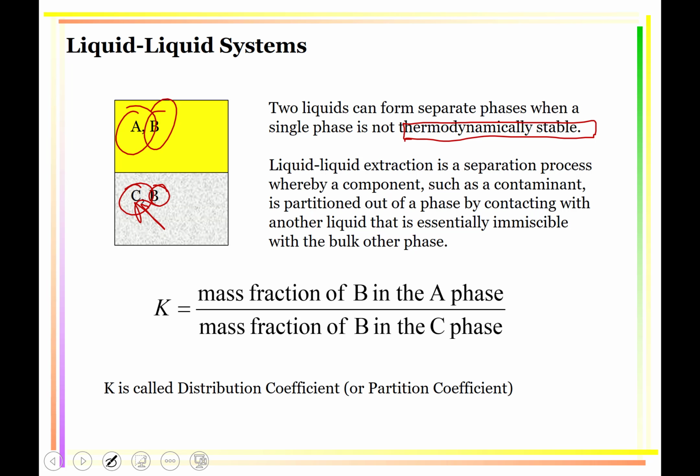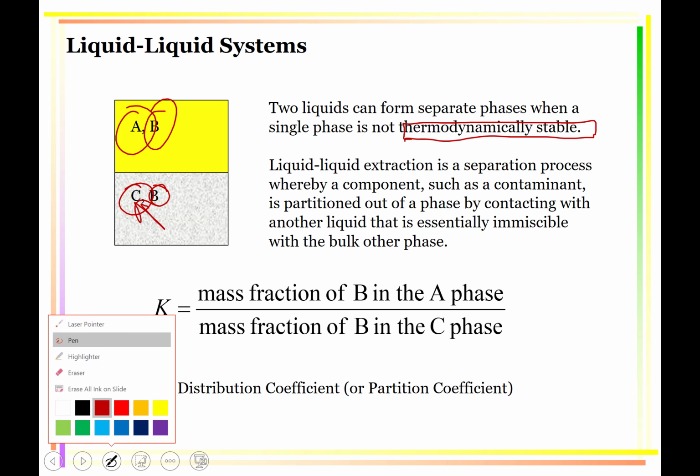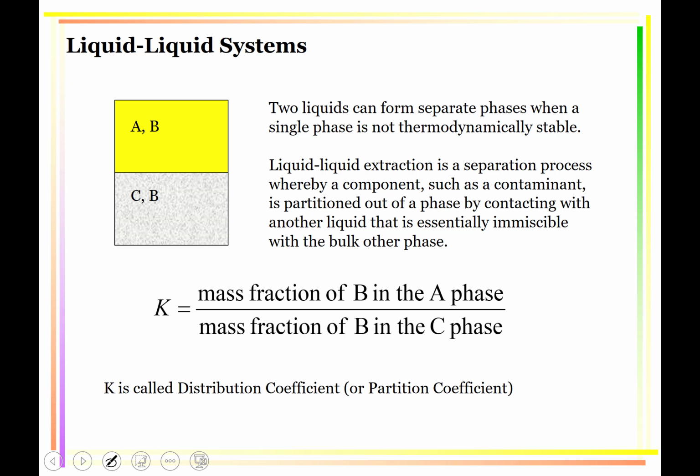And when you have a third component that partitions between the phases, such as B in this diagram that we have, okay, we have two liquids. A and C are essentially immiscible, and B partitions between them. So the distribution coefficient or partition coefficient is usually written as K, and you can define it however you want, but in this case, it's defined as the mass fraction of B in the A phase divided by the mass fraction of B in the C phase.